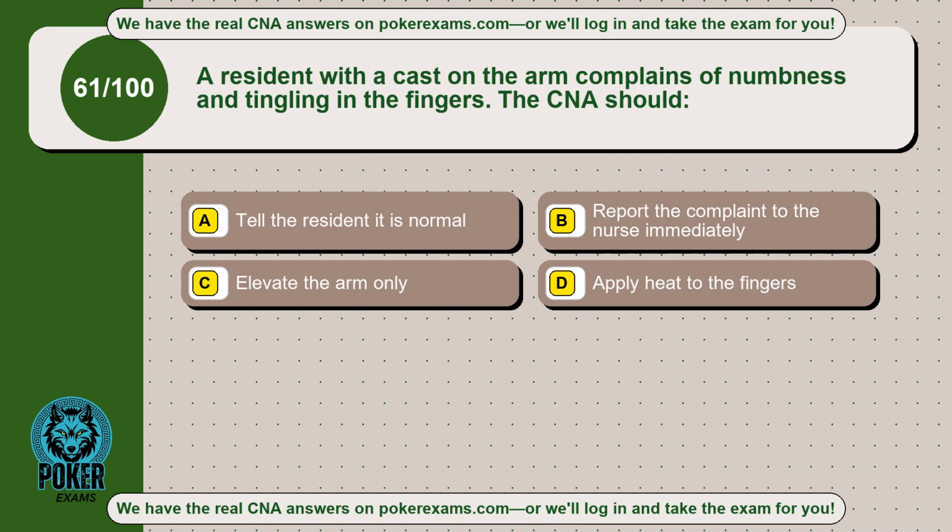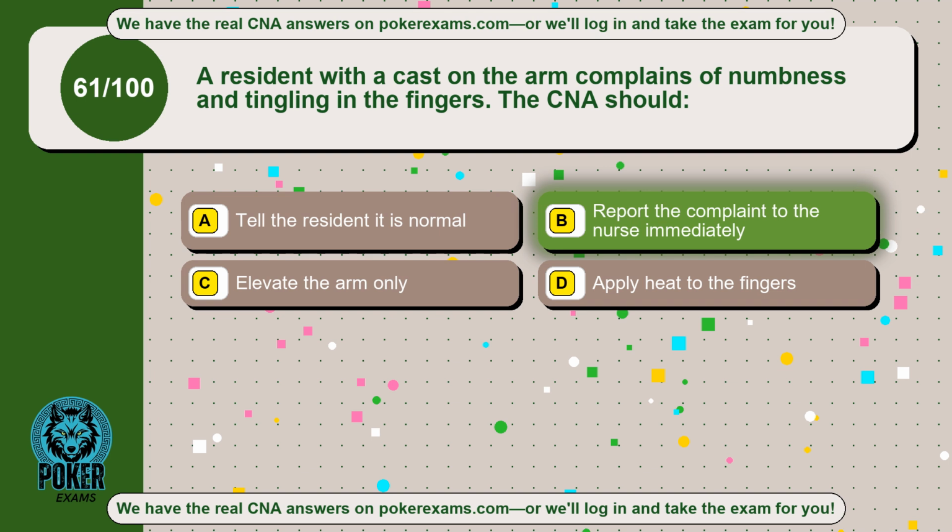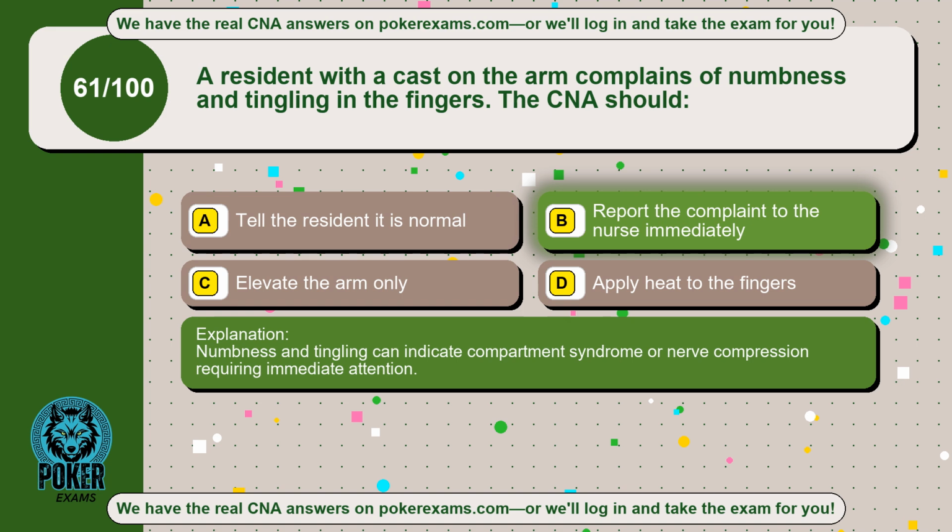Question 61. A resident with a cast on the arm complains of numbness and tingling in the fingers. The CNA should Option A, tell the resident it is normal. Option B, report the complaint to the nurse immediately. Option C, elevate the arm only. Option D, apply heat to the fingers. The correct answer is Option B, report the complaint to the nurse immediately. Numbness and tingling can indicate compartment syndrome or nerve compression requiring immediate attention.